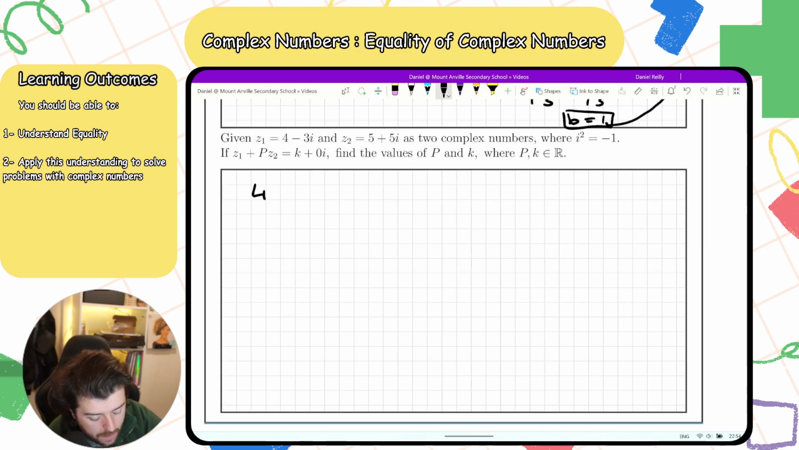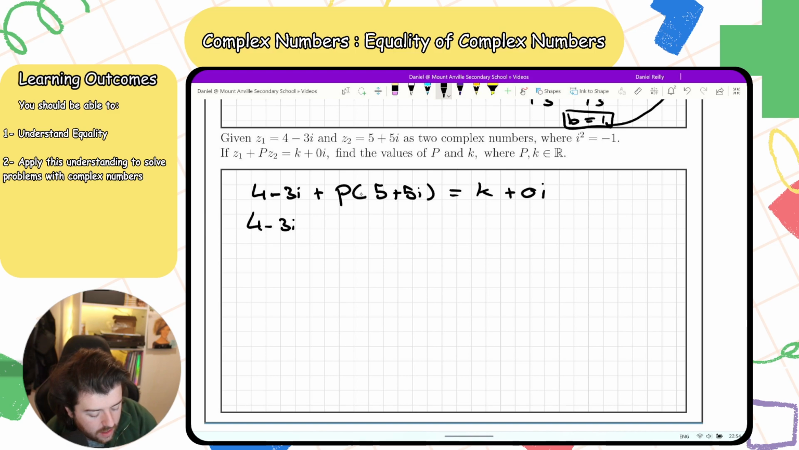So, 4 minus 3i plus p times z2, which is 5 plus 5i, is going to equal k plus 0i. So 4 minus 3i, p times 5 is 5p. Then p times 5i is plus 5pi is equal to k plus 0. So real with real, imaginary with imaginary. So 4 plus 5p is equal to k.